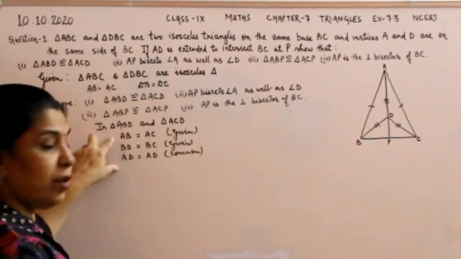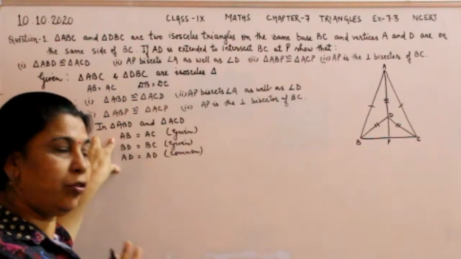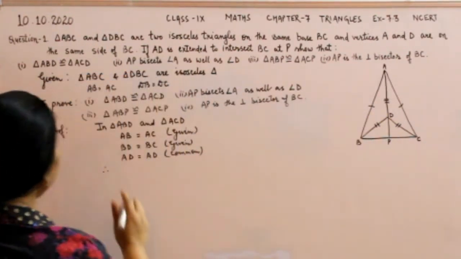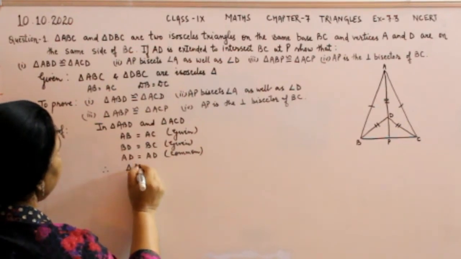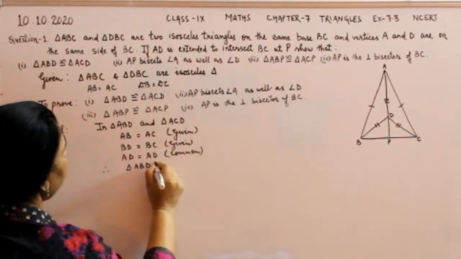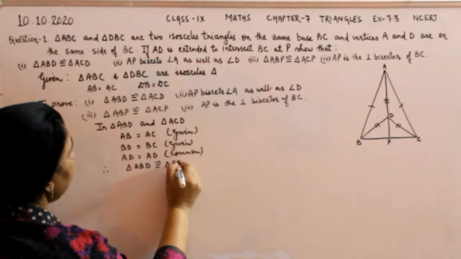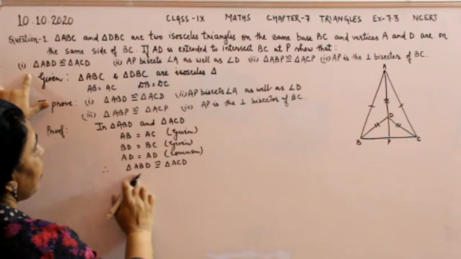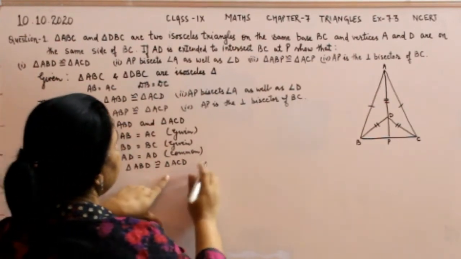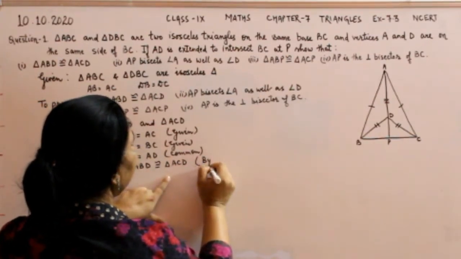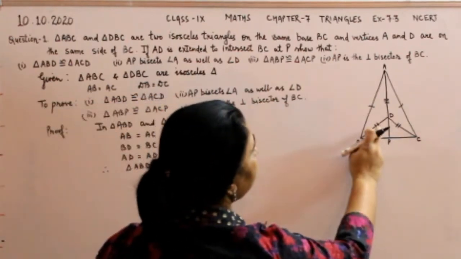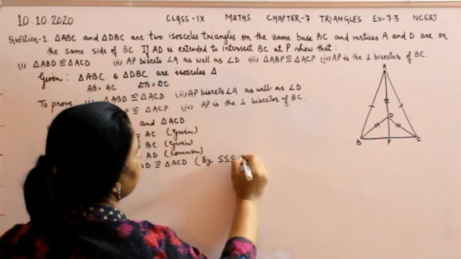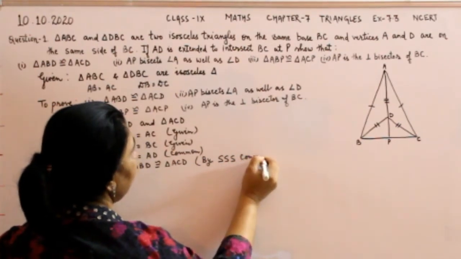So we have proved three elements of these two triangles equal. That means triangle ABD is congruent to triangle ACD. So we have proved the first part, that triangle ABD is congruent to triangle ACD by which congruency rule? Side, side, side congruency rule.